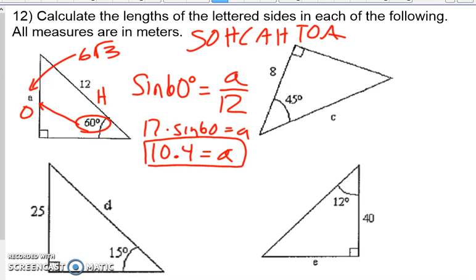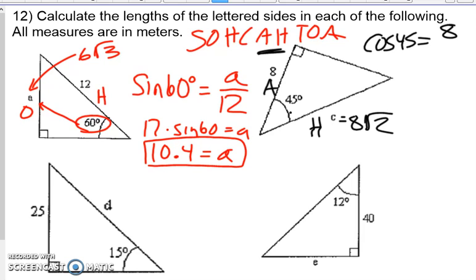This is a 45, 45, 90 triangle. I know C is going to be 8 root 2 because it's a special right triangle. But let's use trigonometry. So if I know this 45-degree angle, that 8 is my adjacent side. That is my hypotenuse. I know my adjacent, I want to know my hypotenuse, so I'm going to be using cosine. So cosine of 45 equals adjacent over hypotenuse.